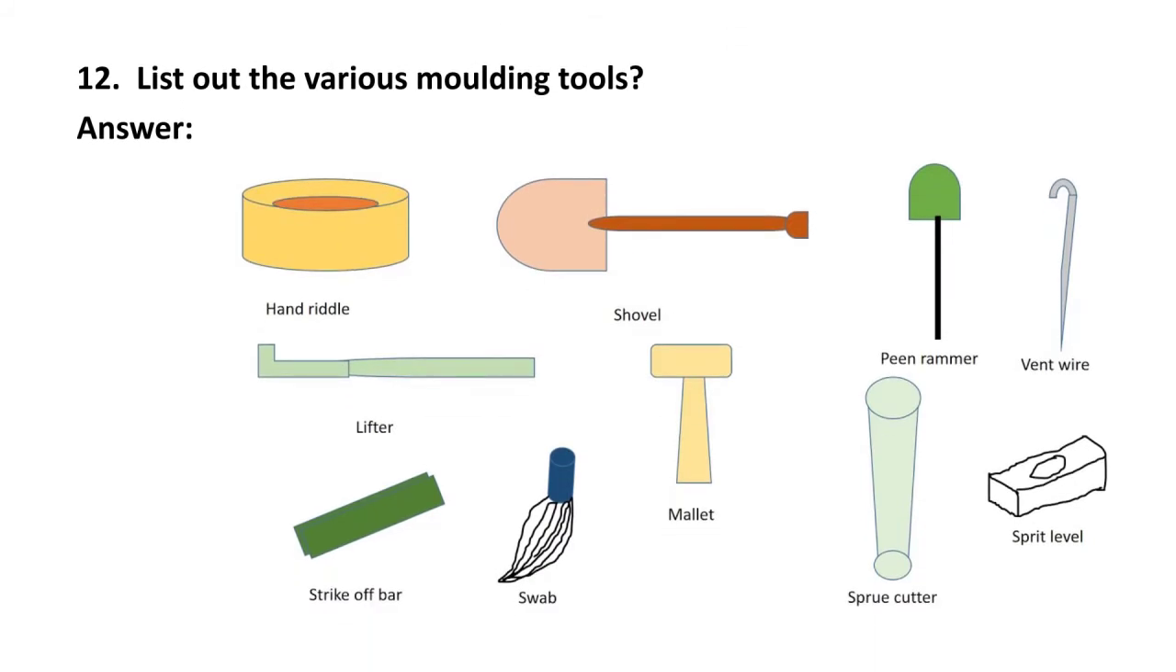Next question, list out the various molding tools. So here you can see the various molding tools, means the tools which are required to prepare the mold, that is cavity. So the hand riddle, shovel, pin reamer, vent wire, spirit level, sprue cutter, mallet, swab, lifter, strike off bar. These are the various tools which are required for the preparation of mold.